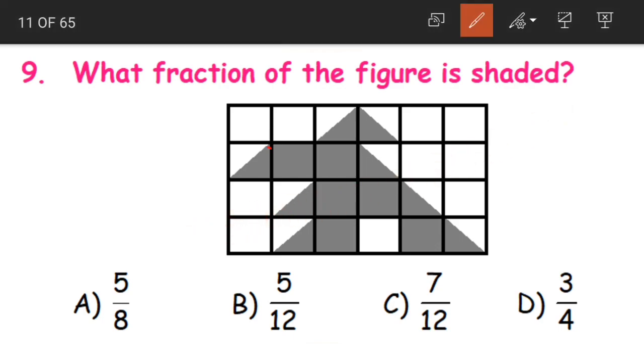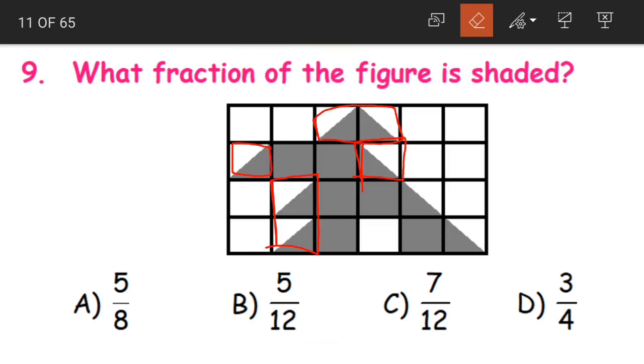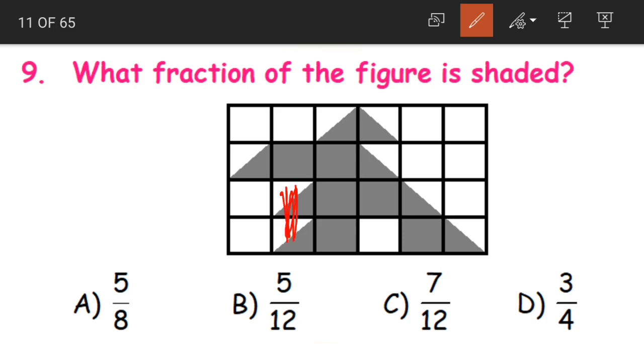If you observe, children, the blocks which I am highlighting with red color are shaded, but they are not fully shaded. Only half of those boxes is shaded. Yes, so we cannot consider it as one fully shaded block. These two will be considered as one block. Again, these two will be considered as one block. Again, these two will be considered as one block, and this will be considered as one block.